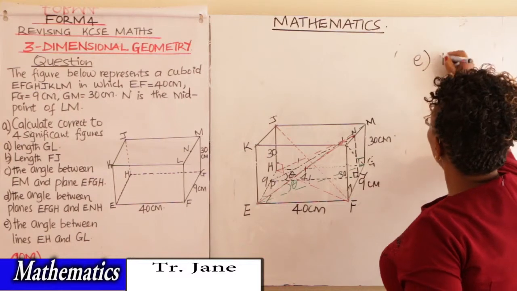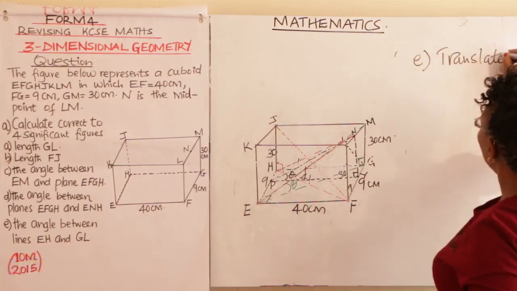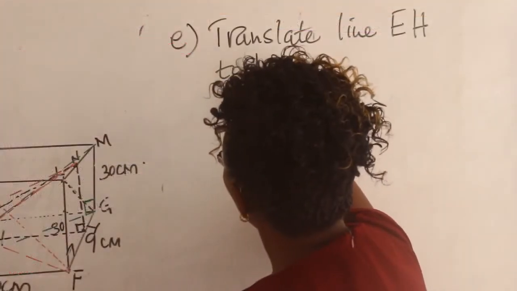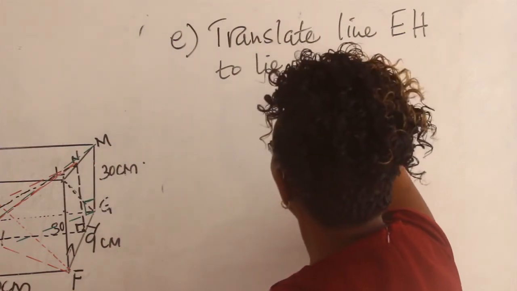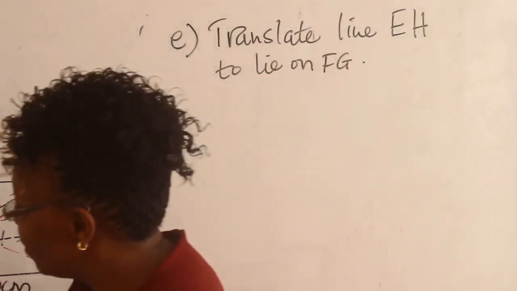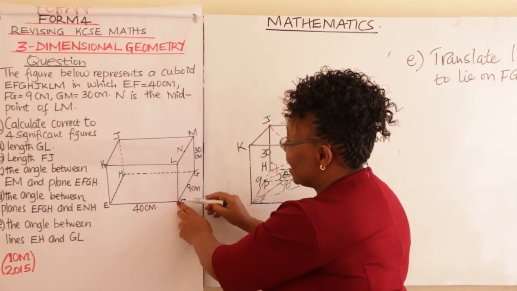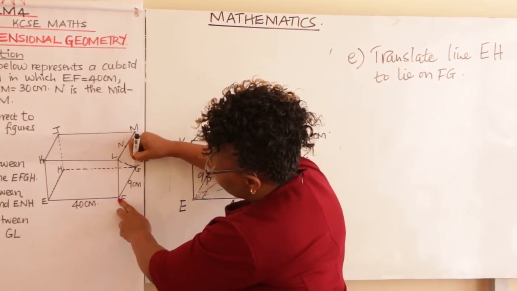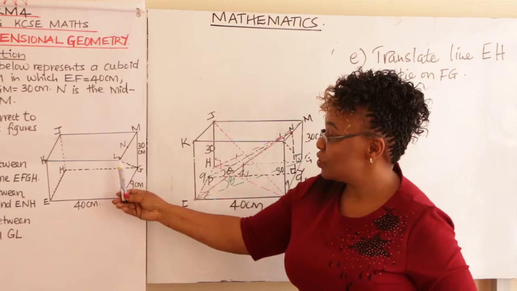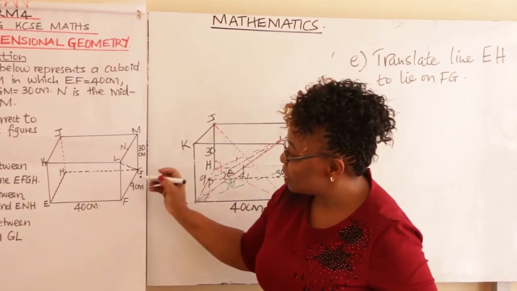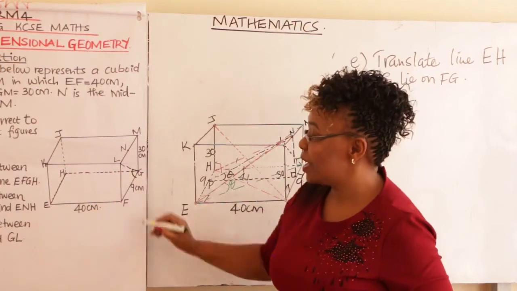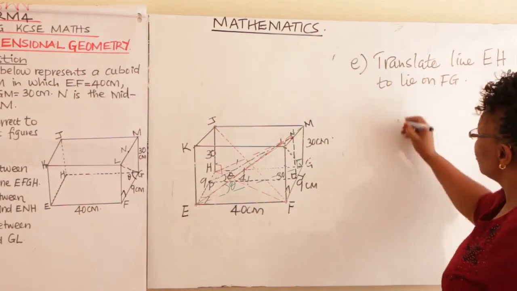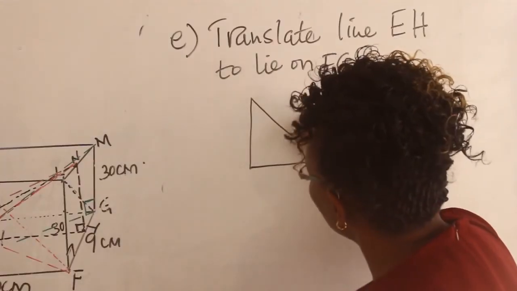So we write that you translate line EH to lie on FG. And therefore, Lana, this is now like our line FG. And it is meeting with our line GL here. So in other words, we are looking for this angle here. This is the angle theta. And this angle here is 90 degrees. So I think I can extract that very fast here.